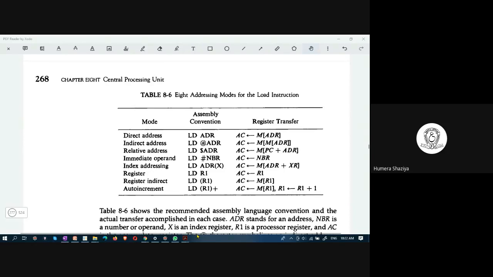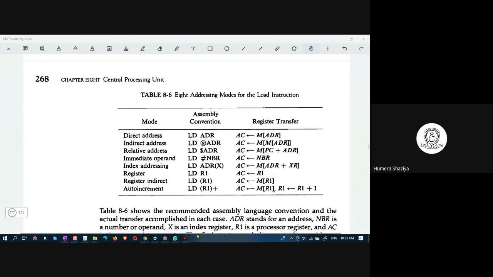Immediate operand is denoted by this hash sign: LD #NBR. What is NBR? NBR is the actual operand. Where do you find this actual operand? In the instruction register itself. In IR, the address part, instead of containing the address, would have the operand, say 10, that is loaded.